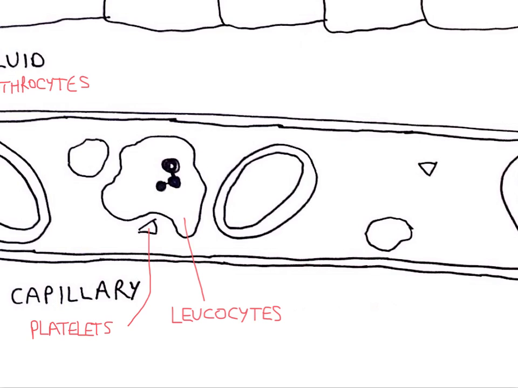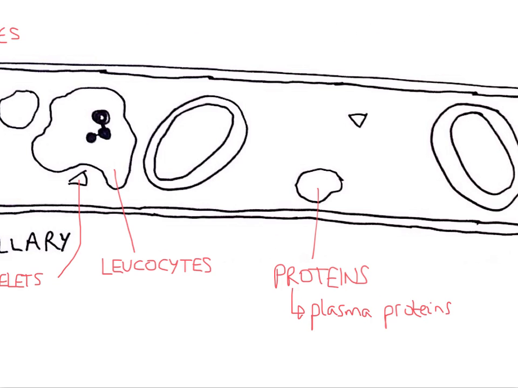Now the blood also contains proteins, and these include plasma proteins, which are called complement proteins that help in the immune system, and also hormones, which are responsible for signalling around the body by binding to receptor sites.